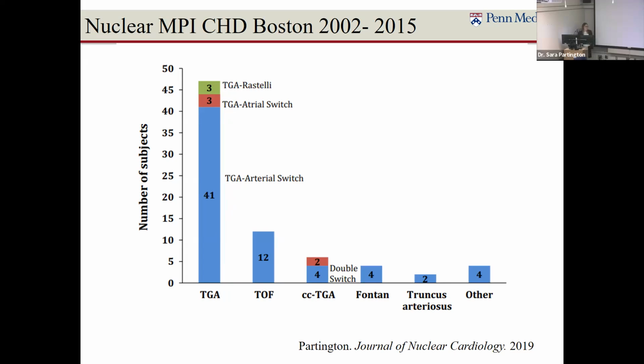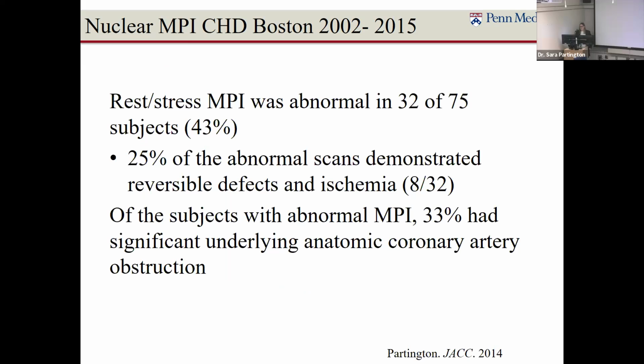And the majority of these were done as a screening test because of the known risk for coronary events in these patients. But we had a whole myriad of different diagnoses of patients who were undergoing these stress tests. The stress rest myocardial perfusion imaging was abnormal in about 43% of patients. And of those, about 25% had reversible changes, so indicative of ischemia.